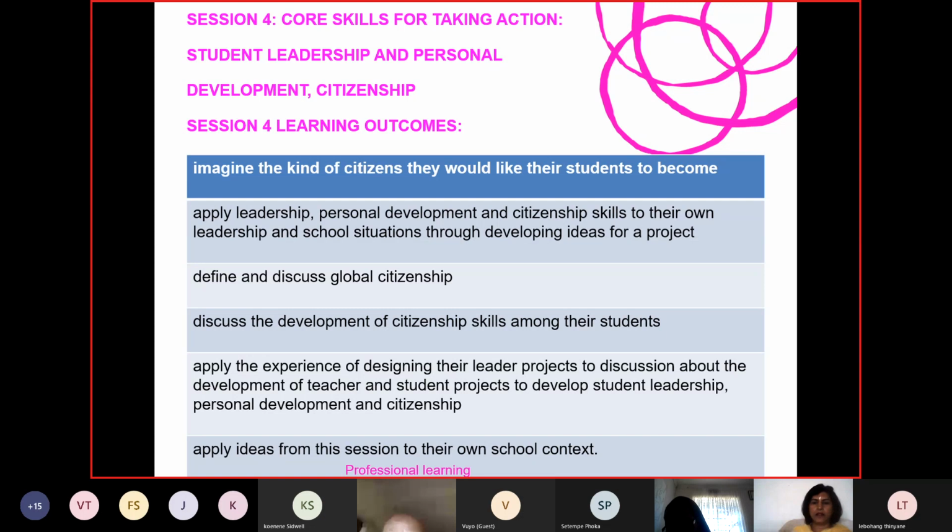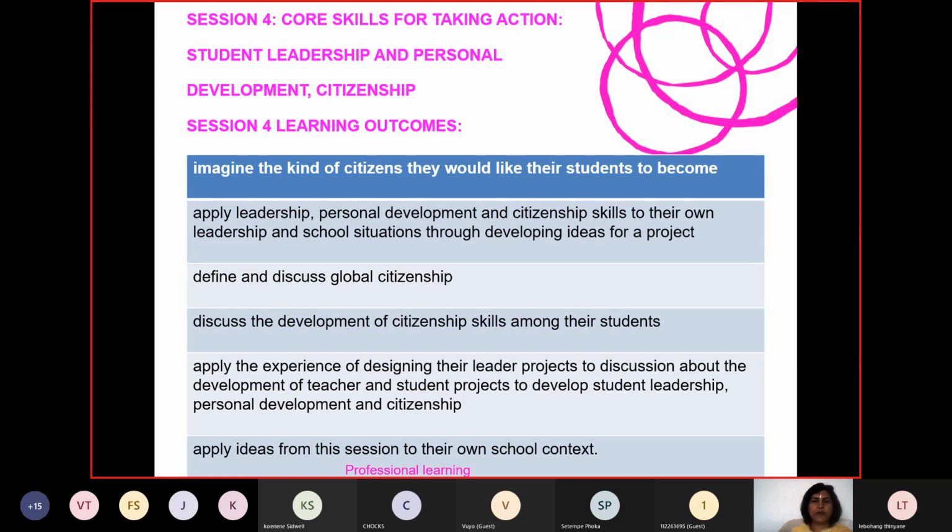Thank you very much, Molly. Thank you so much, Leslie. So as you can see, the focus here is on student leadership and personal development and on citizenship. And I'm going to go a little bit further to say not just citizenship, but active citizenship.